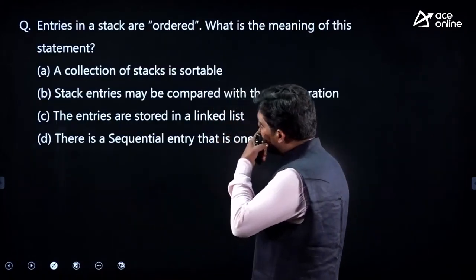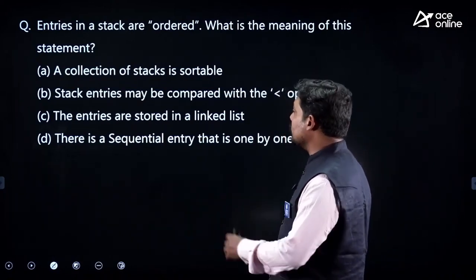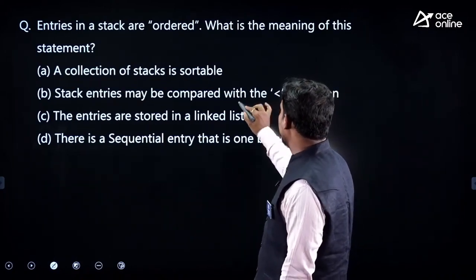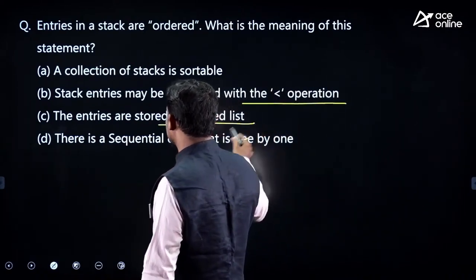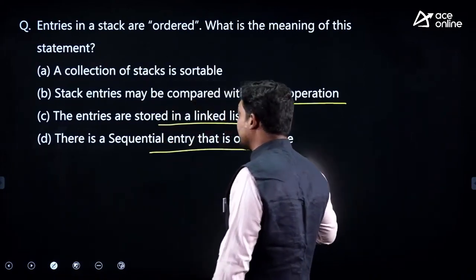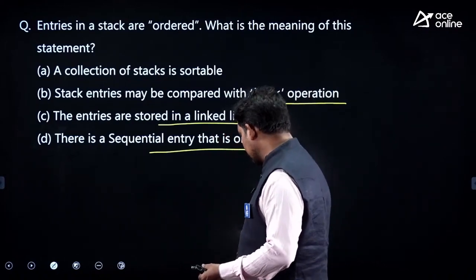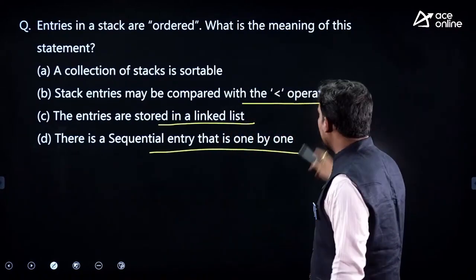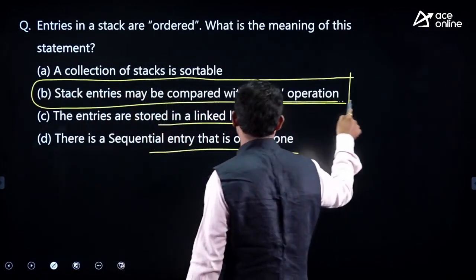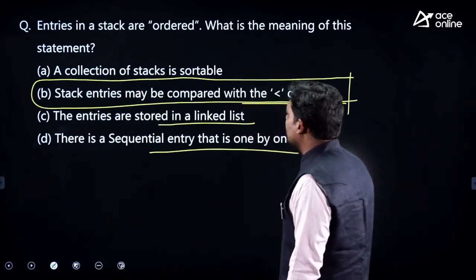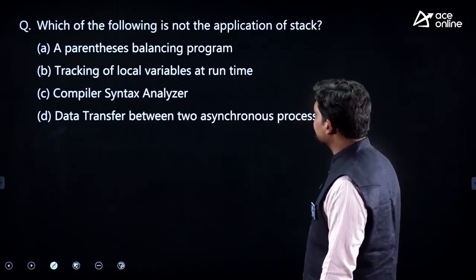Coming back to this question: a collection of elements is sortable. Ordered doesn't mean sortable. The entries may be compared with the less than or equal to operation. Entries are stored in a linked list, sequentially, one by one. Is that the correct one in this case? The answer is no. The ordering is done with the less than operation. Entries may be compared with the less than or equal to operator. That is basically the meaning of an ordered collection.